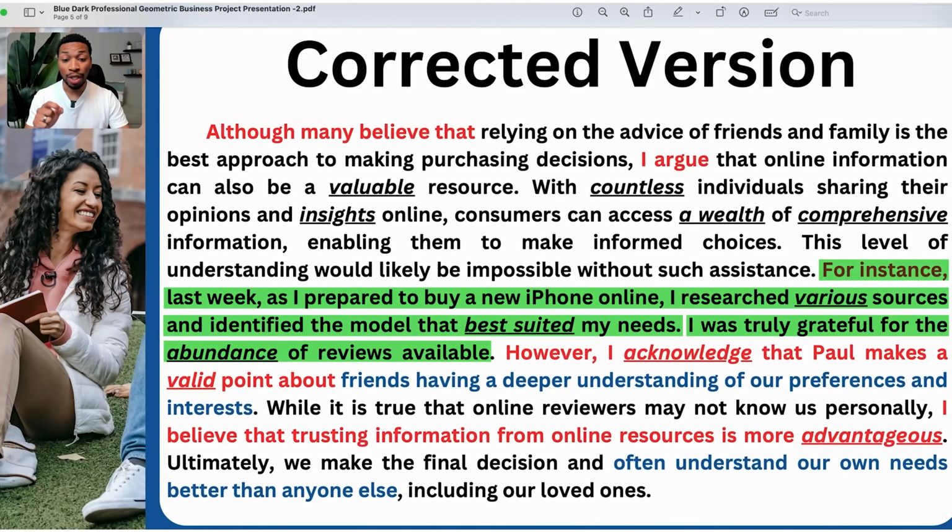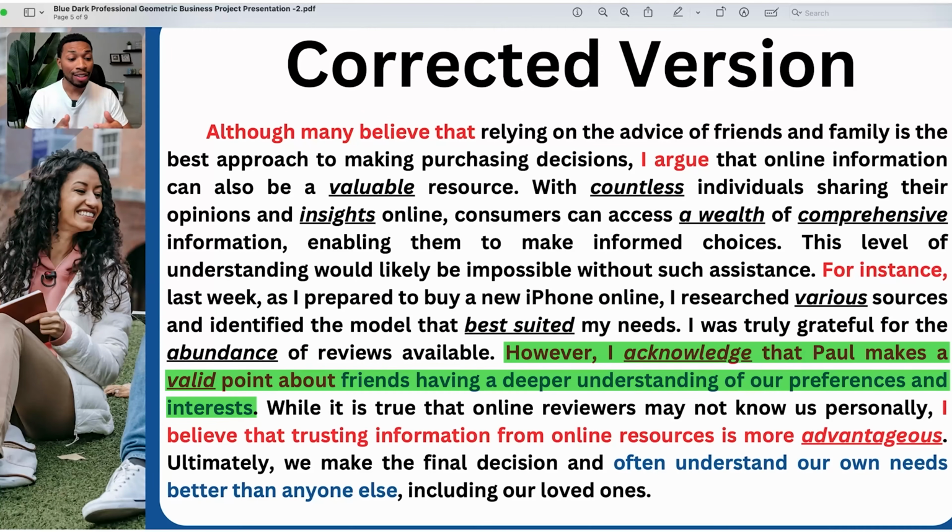"For instance, last week as I prepared to buy a new iPhone online, I researched various sources and identified the model that best suited my needs. I was truly grateful for the abundance of reviews available." So you saw that again. He basically is showing it's clear to see why he thinks that online resources are better. So even before we mention the other person, Paul, we already think that the writer has the best answer to go with. But let's see that little point that he talks about Paul.